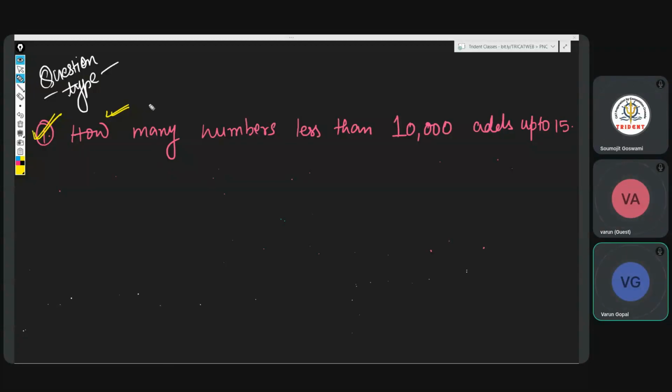So add up to 15 means numbers below 14 will. No, see, I mean, add integers up to 15. The numbers less than 10,000 add up to 15. Okay, if I say numbers less than 10,000, that means up till what? Up till 9999. How many digits? How many digits in 9999?